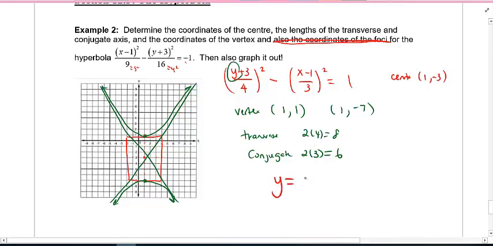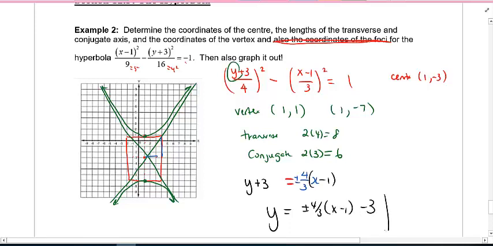y equals, the slope is plus or minus 4 over 3 times x. And oops, I forgot this is point slope form, so y plus 3 equals plus or minus 4 over 3 times x minus 1. And if you want us to solve for y, there you go. All done.